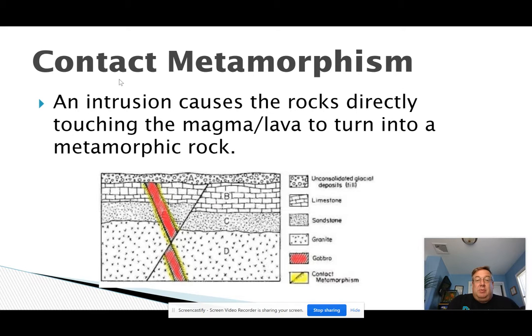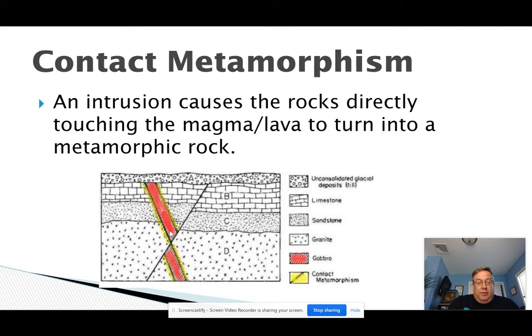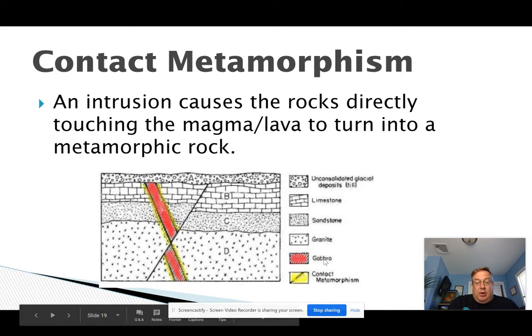From this intrusion, we have something called contact metamorphism. An intrusion causes the rocks directly touching the magma or lava to turn into a metamorphic rock. So if we see here, this red was an igneous intrusion. It has since cooled off and turned into the rock gabbro, which is an igneous rock. But you see this yellow area here with all these dashes on either side. That's indicating contact metamorphism.